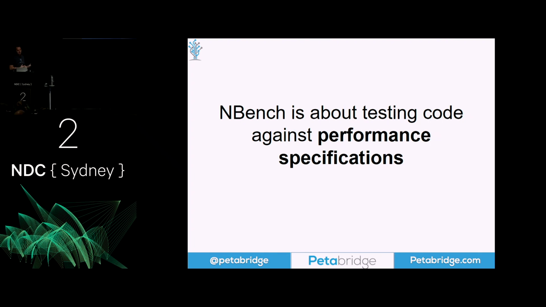So NBench is really about testing code against performance specifications. I want to set a target for what I want to hit, and I want to get a pass-fail assertion back depending on whether we achieve that or not. Now what I'm going to do here is pull up a piece of code. I'm going to switch here.